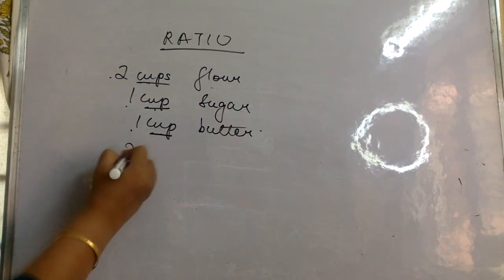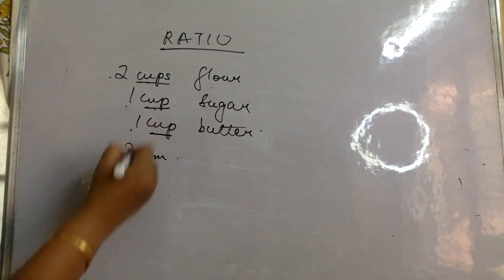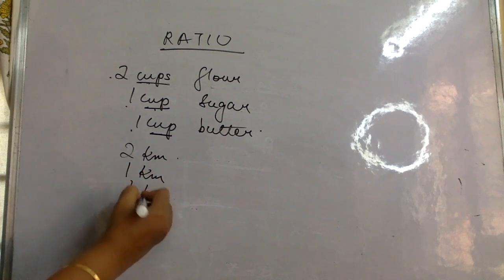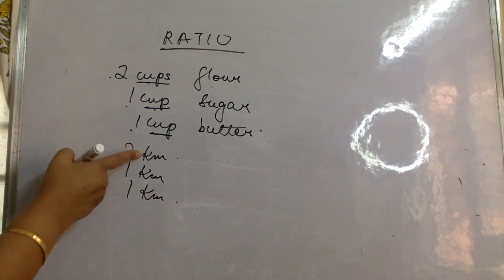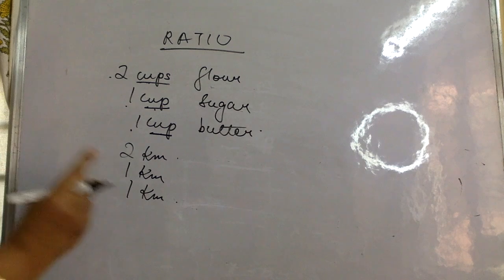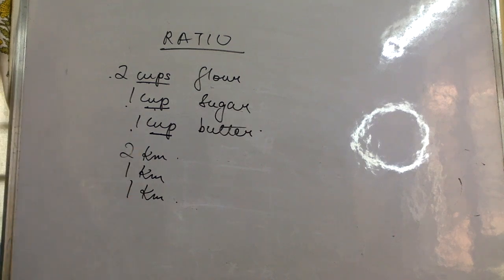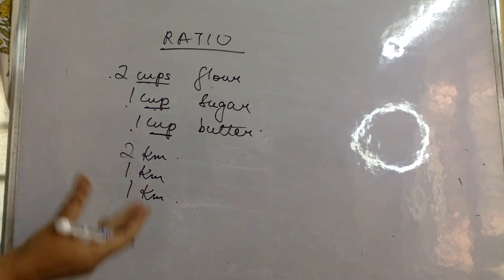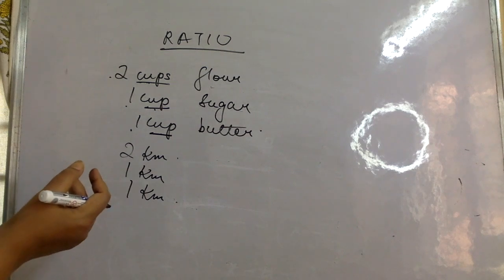So if I say something is 2 kilometers, then it is 1 kilometer and 1 kilometer, or 2 meters, 1 meter and 1 meter. So the unit has to be the same when particular things are in a ratio. That is the meaning of ratio.